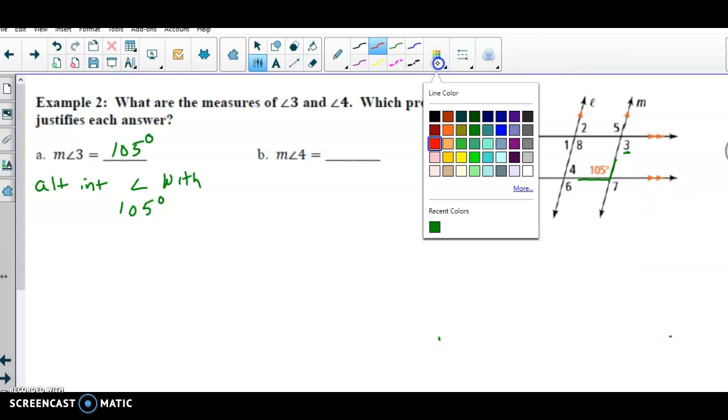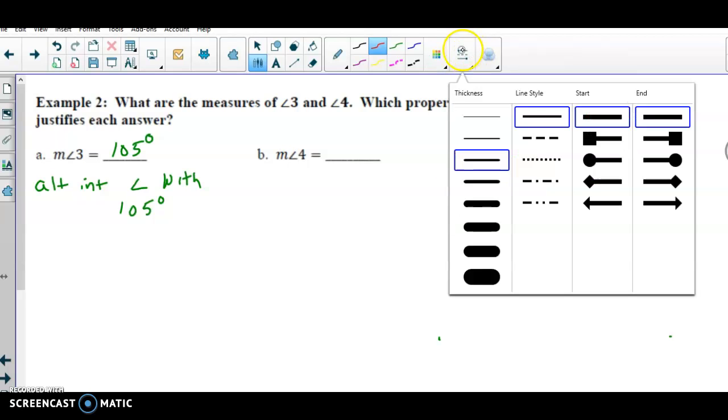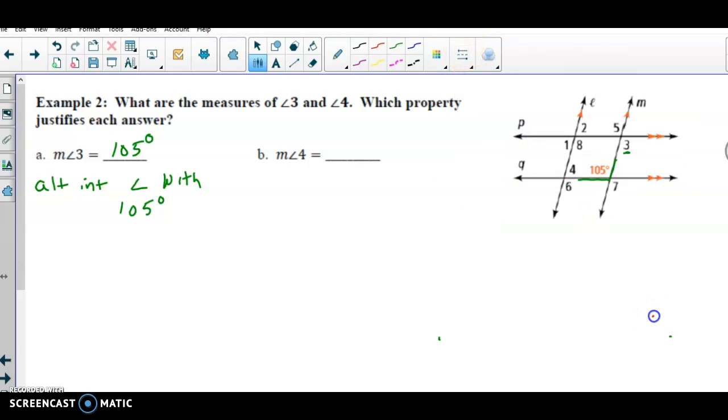Angle 4 is this angle right here. It's an acute angle. It's not going to be 105 degrees, but it's a same side interior angle with 105, so it's going to be supplementary. So that means we have to do 180 minus 105, which will give us 75 degrees.